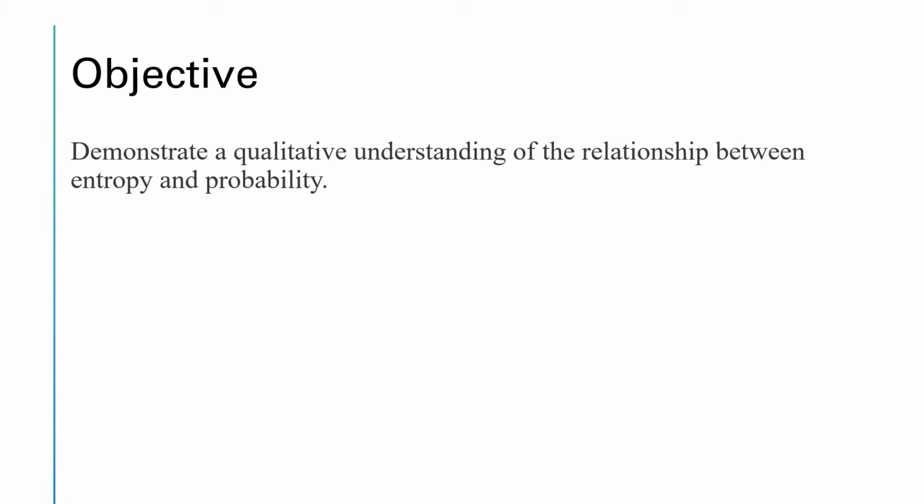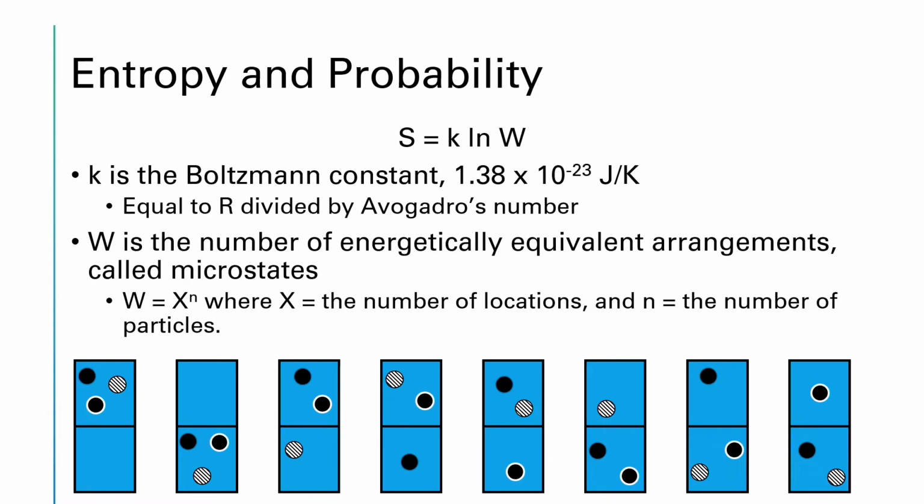Our objective is to start to develop a qualitative understanding of the relationship between entropy and probability. So Boltzmann proposed this equation that the entropy of a state is given by K, which is called the Boltzmann constant, times the natural log of W. All right, so K has a numerical value of 1.38 times 10 to the negative 23rd joules per Kelvin.